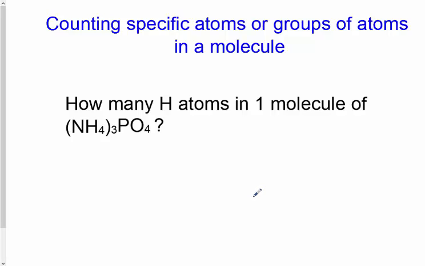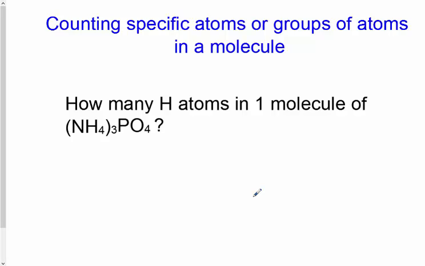Let's work through a couple of questions together where we're only interested in specific atoms or groups of atoms in a molecule. So for this part, we're just looking at one molecule of a particular compound, and we're zoning in on one element or one little group of atoms. So here we've got the question: how many hydrogen atoms in one molecule of ammonium phosphate?